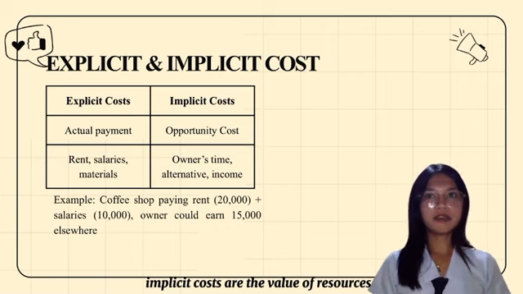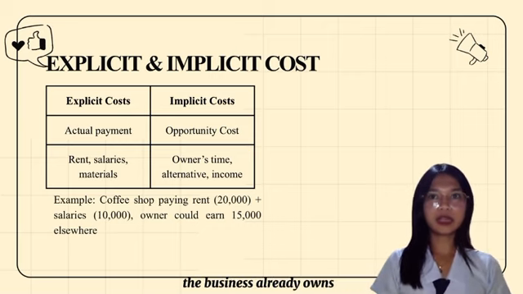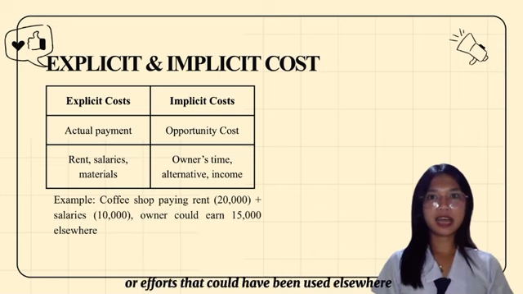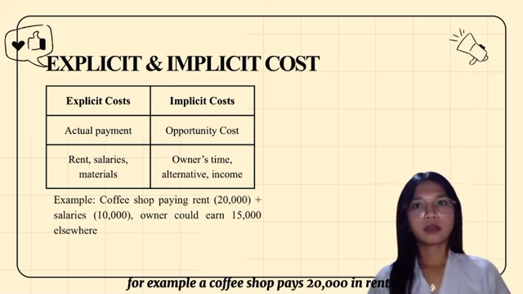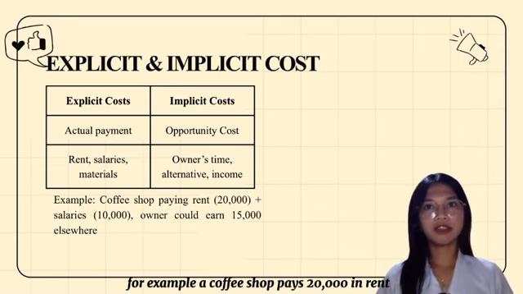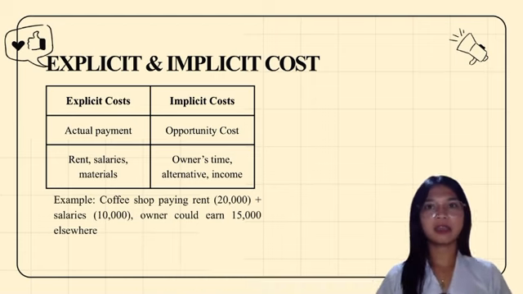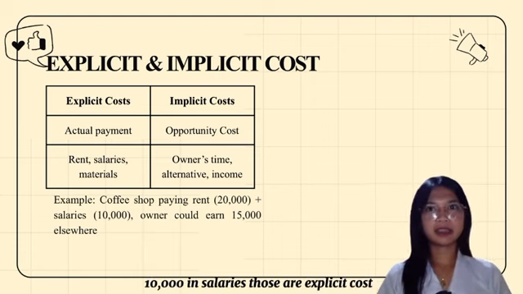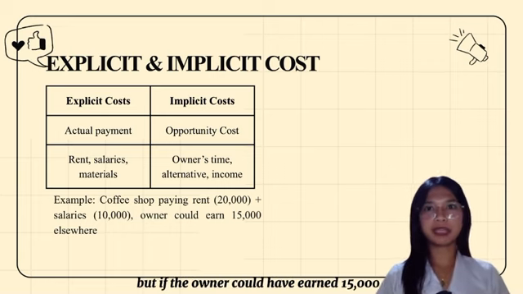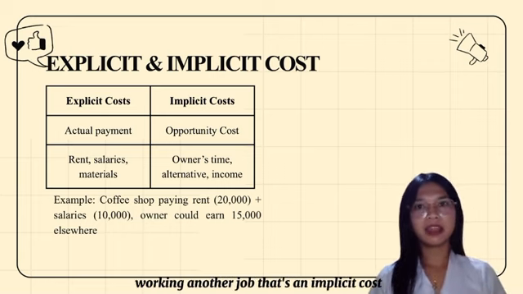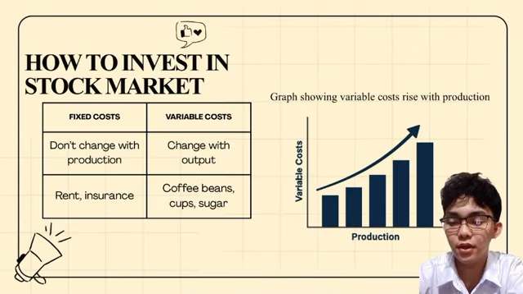Implicit costs are the value of resources the business already owns, like the owner's time or efforts that could have been used elsewhere. For example, a coffee shop pays 20,000 in rent and 10,000 in salaries. Those are explicit costs. But if the owner could have earned 15,000 working another job, that's an implicit cost.